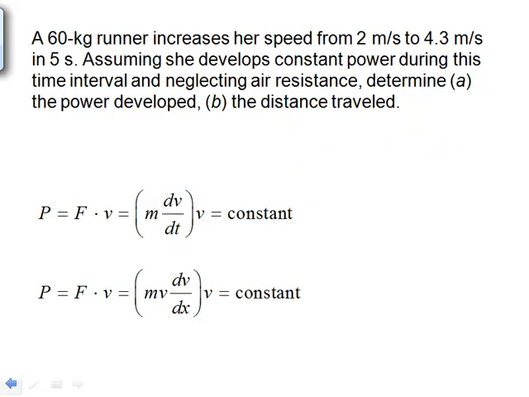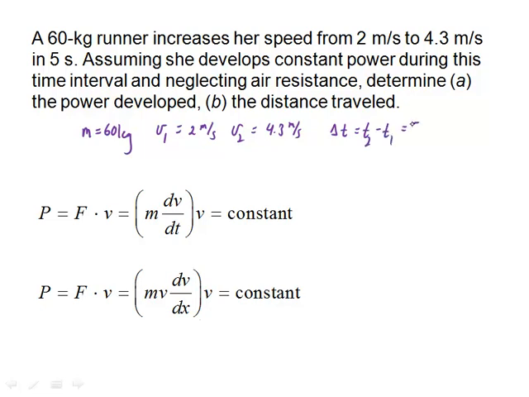Okay, here's another problem. This one involves power. I have a 60 kilogram runner, so I know the mass of this runner is 60 kilograms, and she's increasing her speed, so V initial, let me call it V1. So V1 equals 2 meters per second, and V2 equals 4.3 meters per second. And she does so in a time period, delta t, which is t2 minus t1, that's equal to 5 seconds.